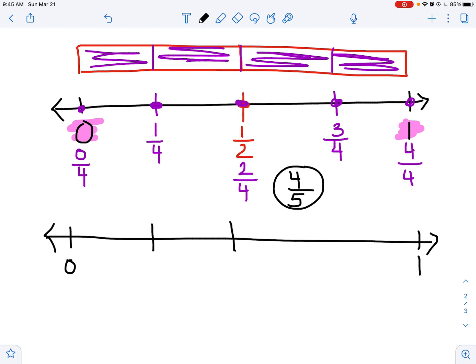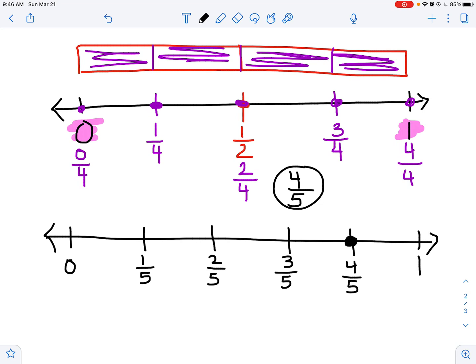Remember, does it have to be absolutely perfect? No. Does it have to be pretty good? Yeah. And this one's not very good, so I'm going to try again. I need to go smaller. 1, 2, 3, 4. There's 5 equal parts. And if I want to show 4/5, I'm going to label my parts. Here's 4/5. So I'm going to put the point on the line to show that's where 4/5 is.